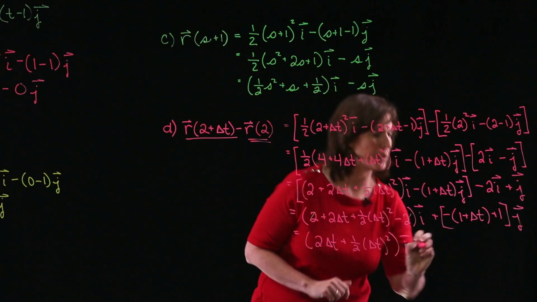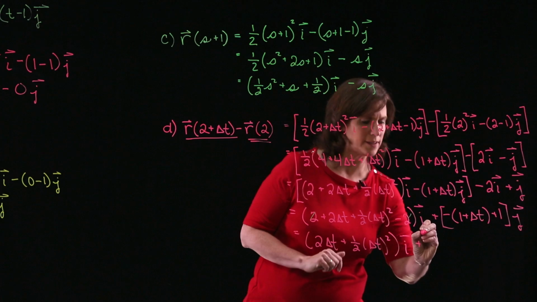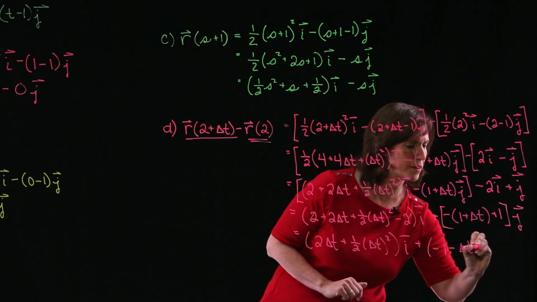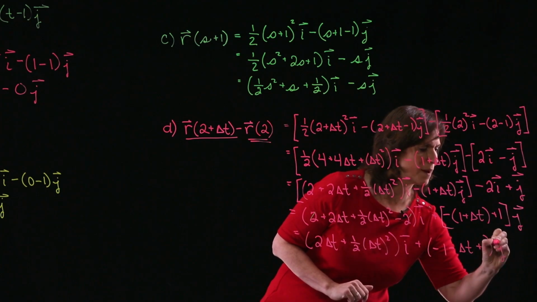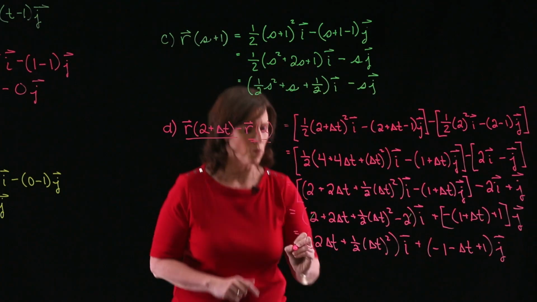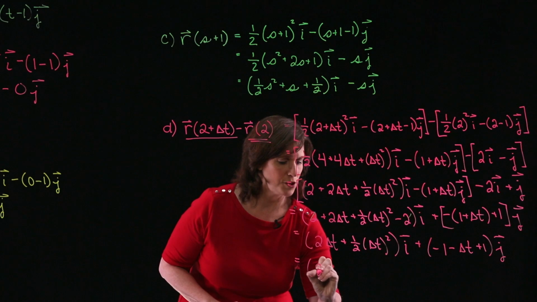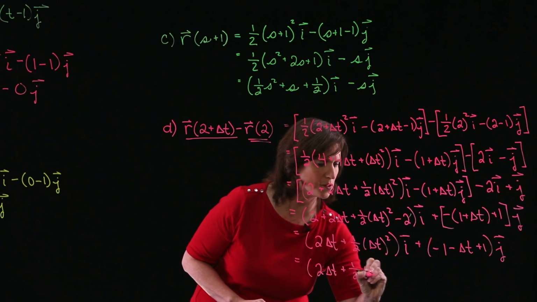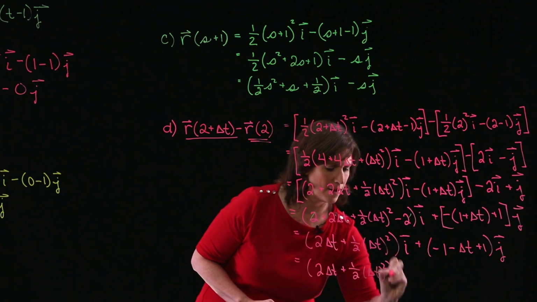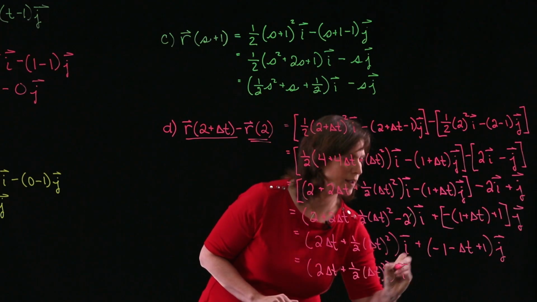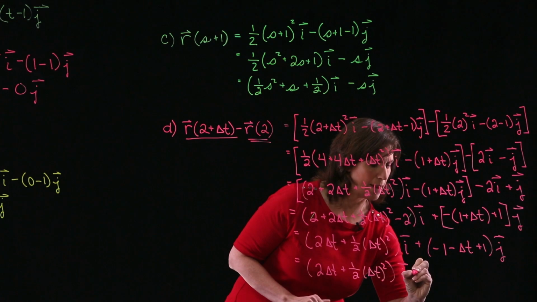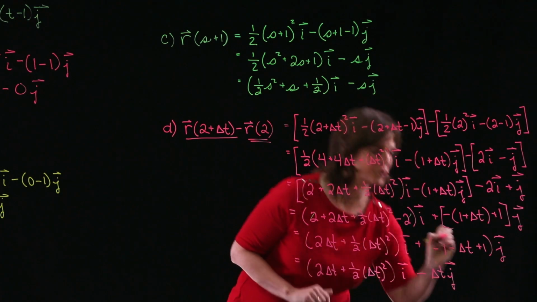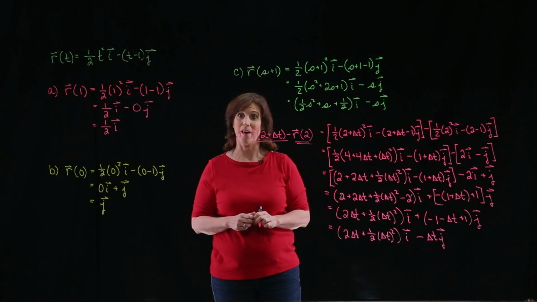And then in my next piece, I notice I'll have a minus 1 minus delta t plus 1 times my vector j. And one more simplification step, 2 delta t plus 1/2 delta t squared times vector i, and this becomes a minus delta t times my vector j. And I have everything simplified.